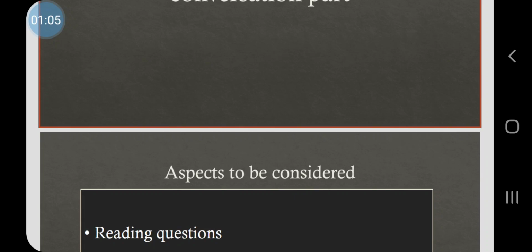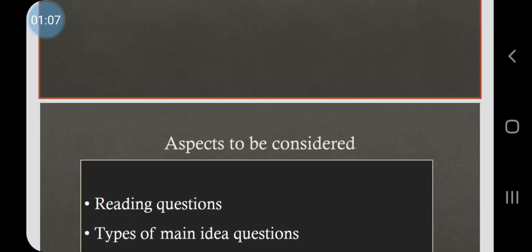Type of main idea questions. A conversation in part 3 is always structured: greetings, general introduction, specific details in the conversation, and the speaker refers to what he or she is prepared to do or did. You will hear the answer for these kinds of questions at the beginning of the conversation. You must pay attention to the entire conversation, but to respond to these kinds of questions, focus enough at the beginning.